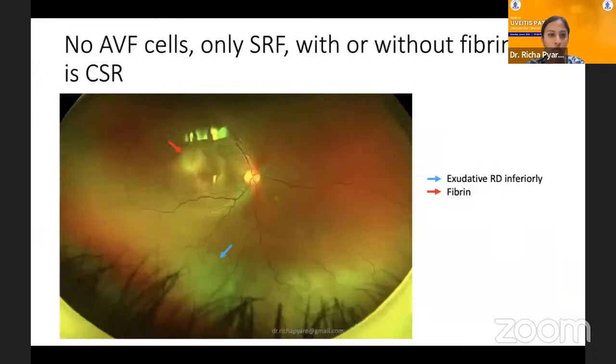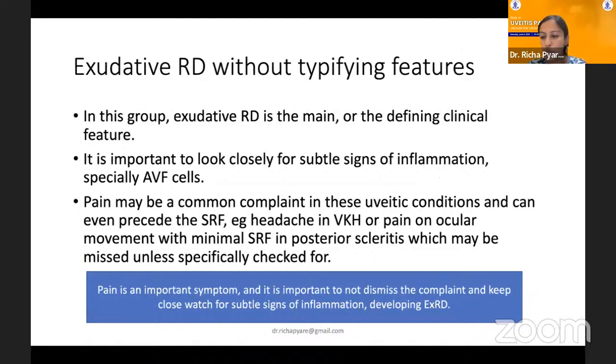Now, finally, if there are no AC cells, only pockets of SRF without fibrin, this is likely to be CSR. A pinpoint or a smokestack leak on FFA without a disc leak can help confirm the diagnosis. So in this group of patients where exudative RD is present without any typifying features, the exudative RD is the main or the defining clinical feature.